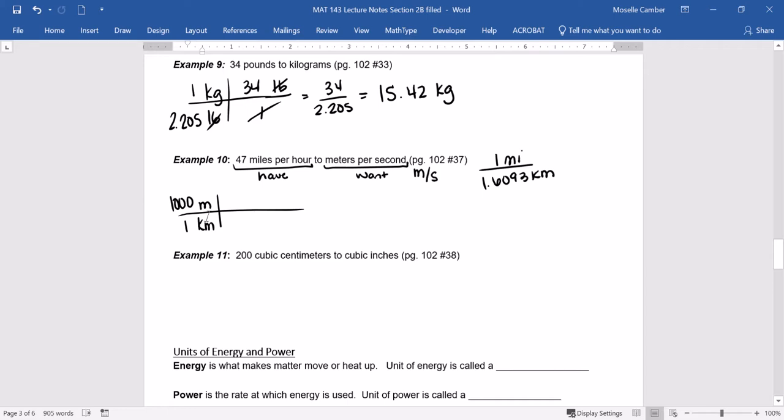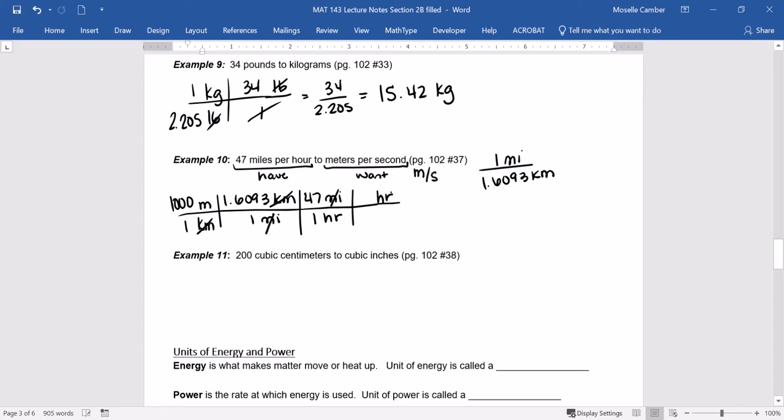Okay, so now I have kilometers here, so now I can use this piece here. So I have 1.6093 kilometers for 1 mile. So kilometers cancel. Now I have miles, and I don't want miles in my answer. I just want the meters. So I can see what else I have, and here I have this 47 miles per hour. So I can do 47 miles per 1 hour. Now miles cancel. So I have meters per hour. Well, I don't want hours, I want seconds.